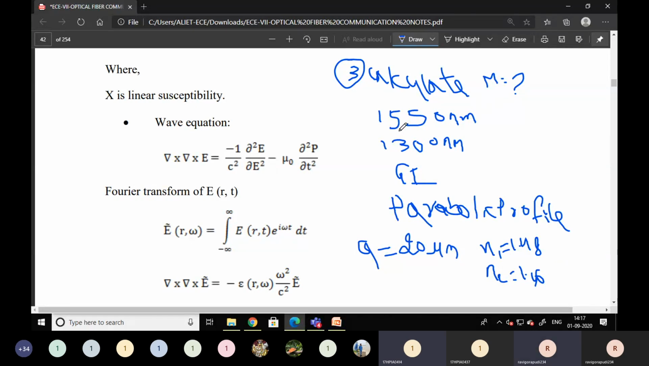Calculate number of modes at 1550 nanometer and 1300 nanometer in graded index fiber with parabolic index profile, a core radius of 20 micrometer, and N1 is 1.48, N2 is 1.46. I already told you we have to find capital M, number of modes in a graded index fiber.